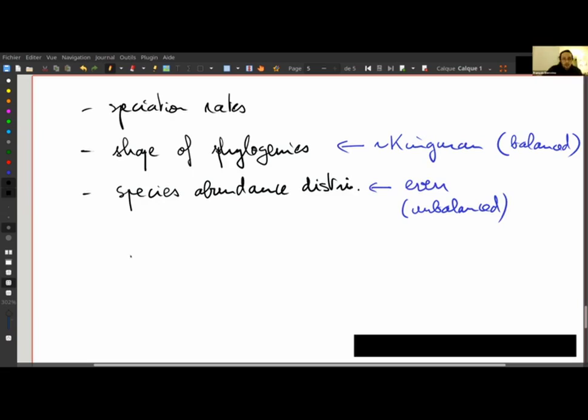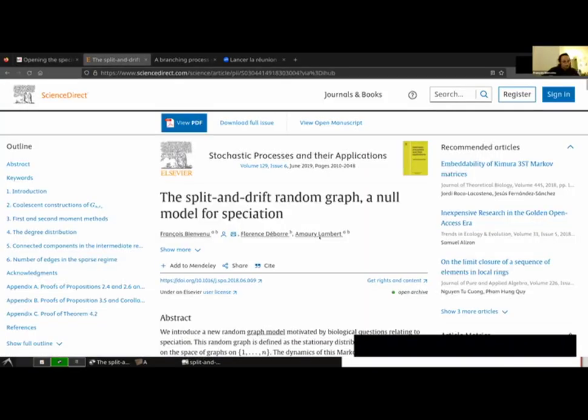So I should also mention that in case you're interested, this work was published in this article, with Florence Débarre and Amaury Lambert. So I see that I'm running a bit low on time, so I'm going to keep going a bit fast.